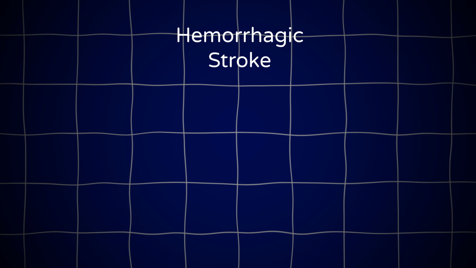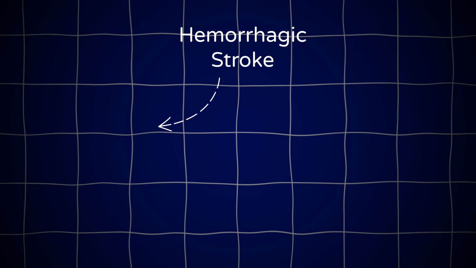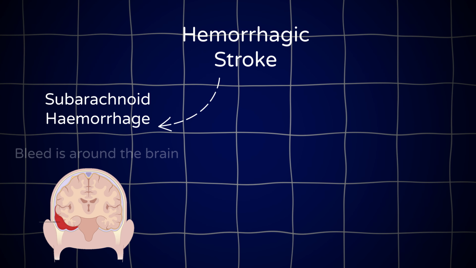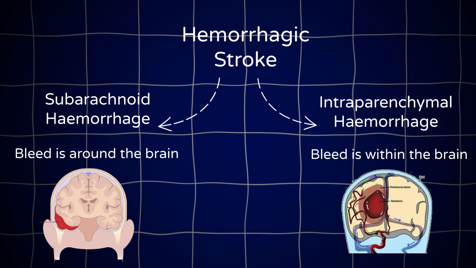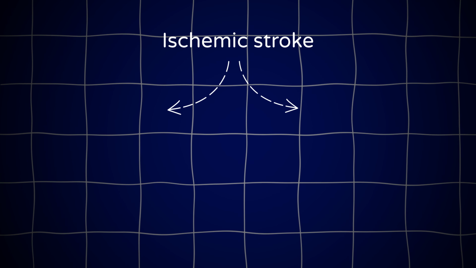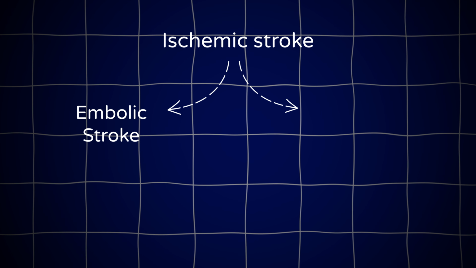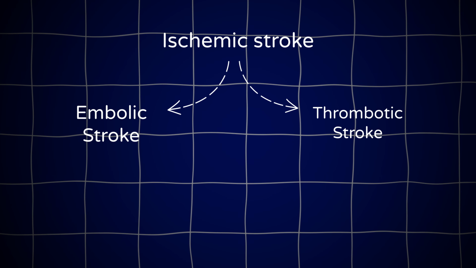Hemorrhagic stroke has various types. First one is the subarachnoid hemorrhage, when the bleed is around the brain. Second one is the intraparenchymal hemorrhage, when the bleed is within the brain. Ischemic stroke can be two types. First one is the embolic and second one is the thrombotic.